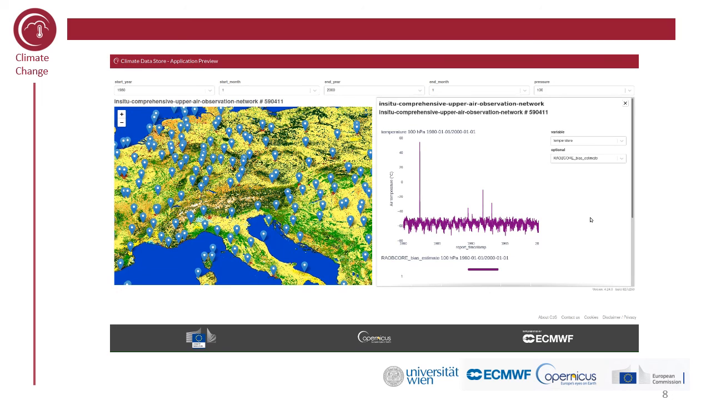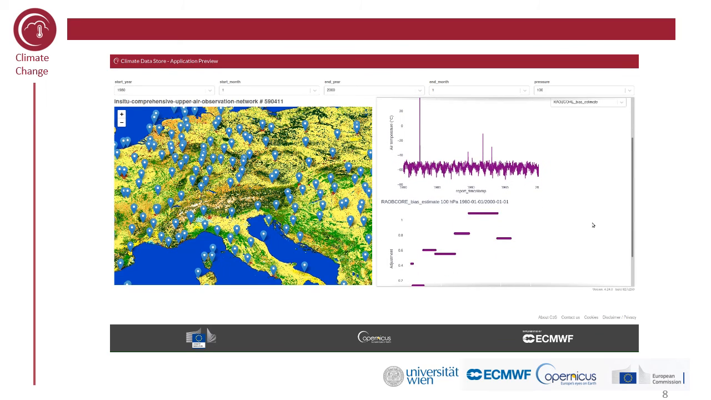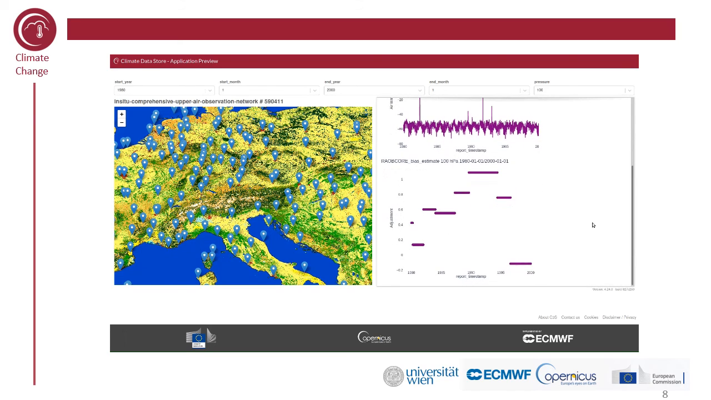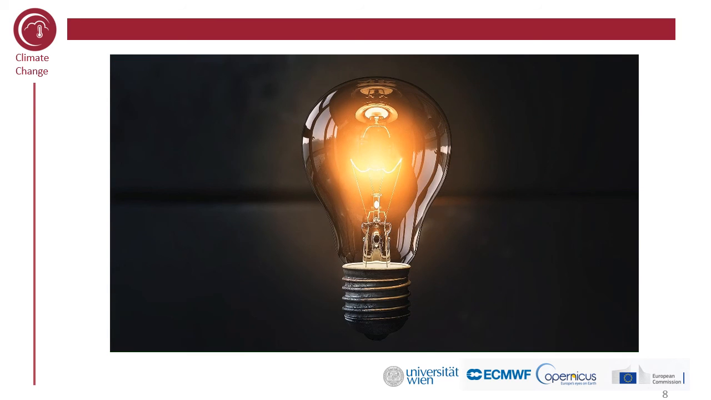This plot shows the temperature bias estimate from Vienna at 100 hectopascal. As you can see, there is almost no bias since 1996. The features of the toolbox are still limited, but could be upgraded in the future. More and new functions will improve the user experience.